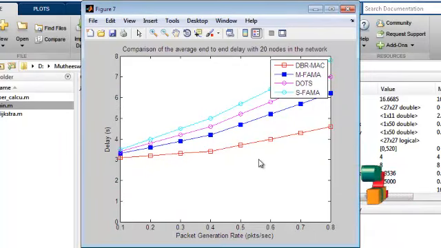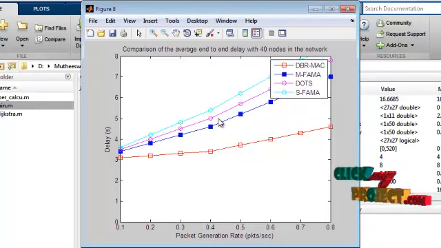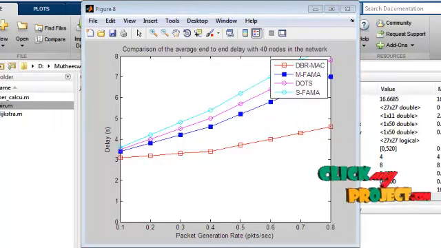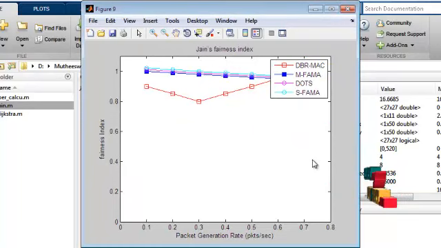Here the packet transmission delay has been analyzed for 20 nodes varying the packet generation rate, and here also we analyze the transmission delay for 40 nodes deployment varying the packet generation rate. And here we analyze the fairness index varying the packet generation rate for the existing and our proposed system. So far we deployed the underwater sensor nodes and performed the routing algorithm for underwater sensor nodes. Thank you.